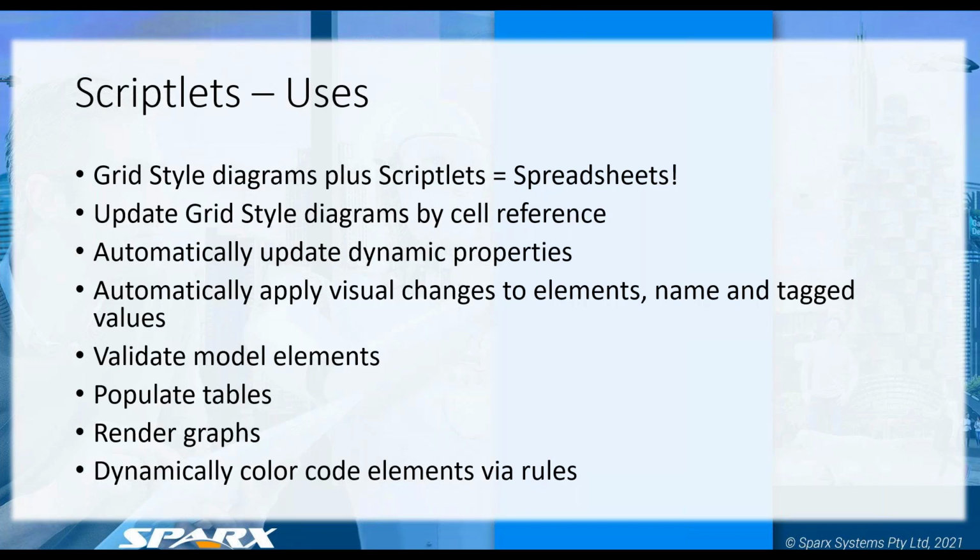You can apply those visual changes to elements, tag values. You can validate model elements as well. So you can use them for diagram validations. So you can write your own set of rules. You might be looking for elements that have spaces in the name, and that's not allowed. So you might create one of these things, and then next time the diagram loads, it'll flag and say, hey, look, this has a space in its name and it might color the element red or something like that.